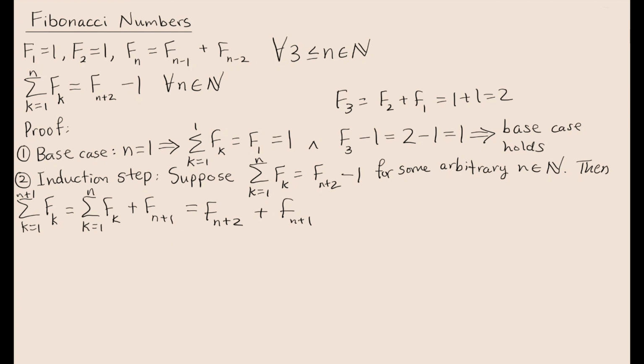So f_{n+2} minus 1, and then add f_{n+1}. But again, f_{n+2} combining with f_{n+1} gives me f_{n+3}. So these two give me f_{n+3}, and I have a minus 1 left. And this is what I want. So this implies that the induction step holds.